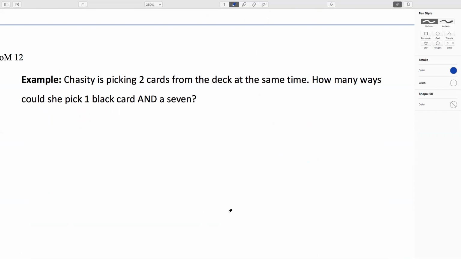All right, a couple more questions here. Chastity's picking 2 cards from a deck at the same time. How many ways could she pick 1 black card and a 7? So if we're picking both a black card as well as a 7, we just have to use the fundamental counting principle. Fundamental counting principle applies. We've got 26 black cards, and we have 4 7s.